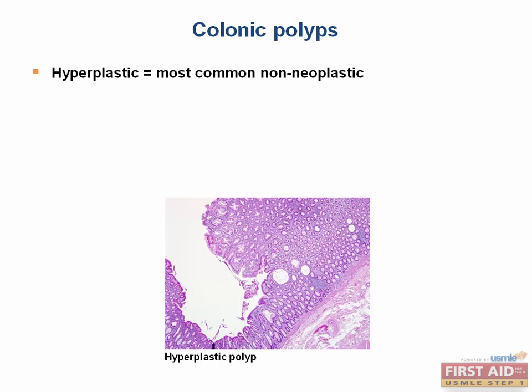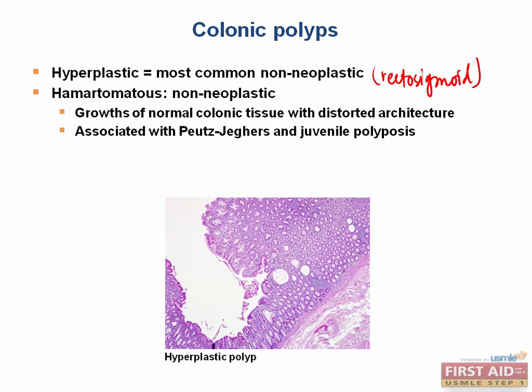The hyperplastic polyp is the most common non-neoplastic polyp, with over 50% found in the rectosigmoid colon. Hamartomatous polyps are non-neoplastic with growths of normal colonic tissue with distorted architecture. They're often associated with Peutz-Jeghers and juvenile polyposis, which we'll cover in a little bit.